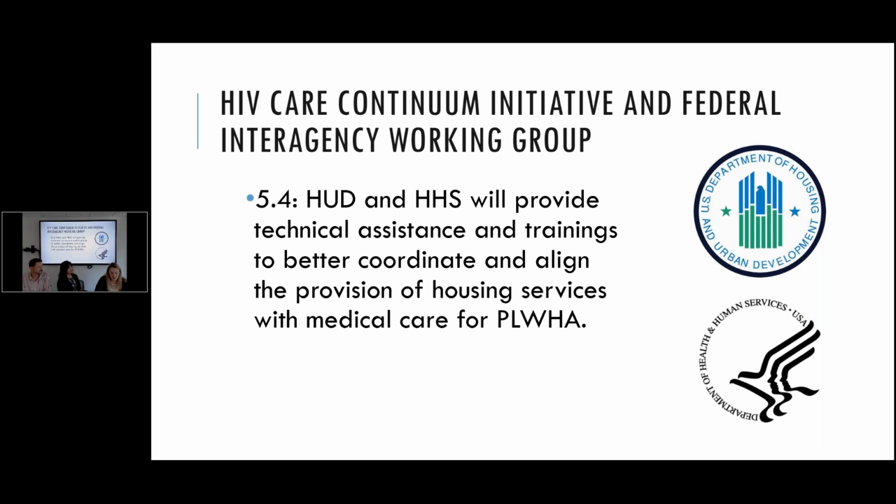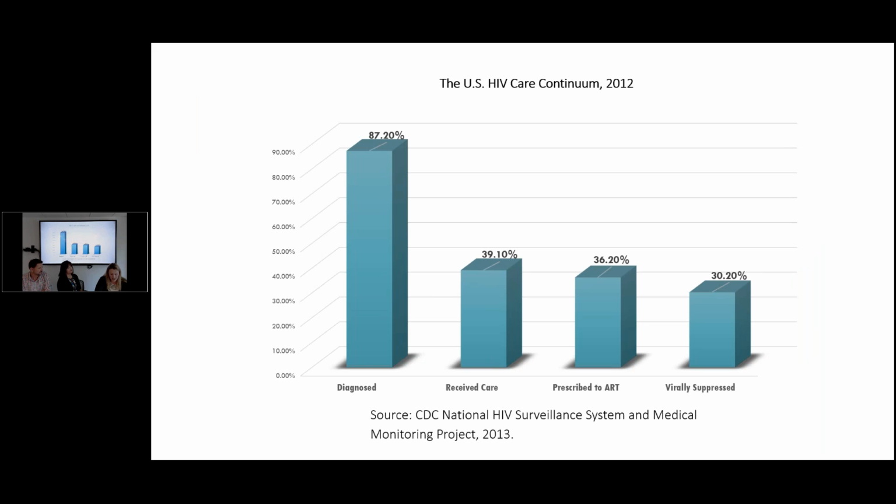So before we get any further, we should talk about what the HIV care continuum is. The HIV care continuum, which is sometimes also referred to as the HIV treatment cascade, is a model that outlines the sequential steps or stages of HIV medical care from initial HIV diagnosis to achieving the goal of viral suppression. And it shows the proportion of individuals living with HIV that are engaged at each step of care.